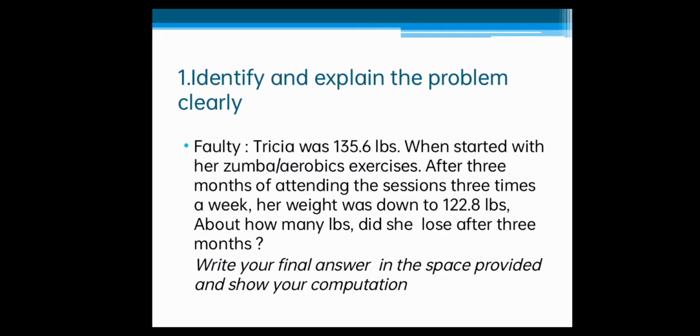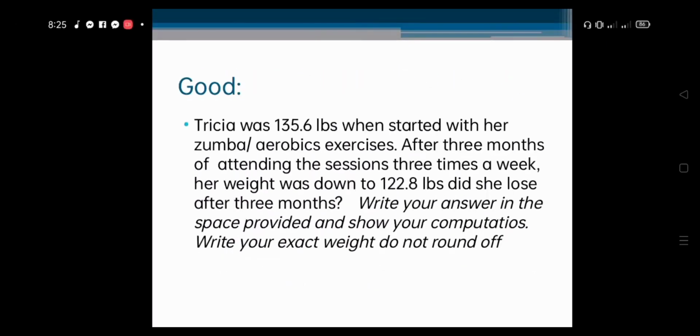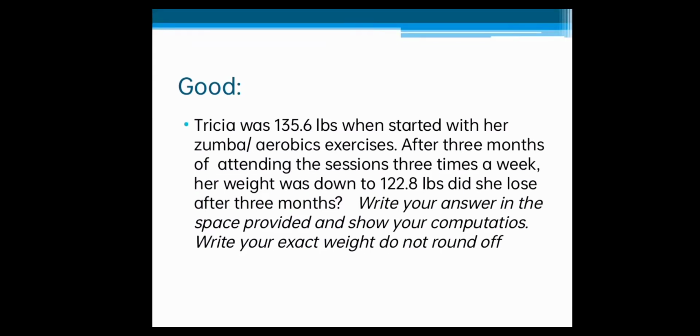I'll read again the problem in the desirable or good version. So, Tricia was 135.6 pounds when she started with her Zumba aerobics exercises. After 3 months of attending the sessions 3 times a week, her weight was down to 122.8 pounds. How much weight did she lose after 3 months? Write your answer in the space provided and show your computations. Write your exact weight, do not round off. So, as we can see in this kind of question, here we explain clearly the problem. That is the example of identify and explain the problem clearly.